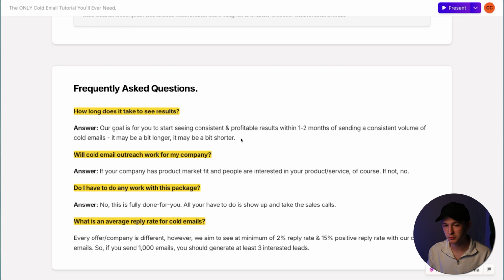The second month is when you should start seeing pretty consistent results, when you have consistent volume and everything is warmed up, like I was saying in the infrastructure section. It may be a bit longer, it may be a bit shorter. Obviously, it depends on how quickly you find the message market fit, how exactly you follow this tutorial, and how good your deliverability is, if you're not using spam words, if you're using proper spin tags, stuff like that.